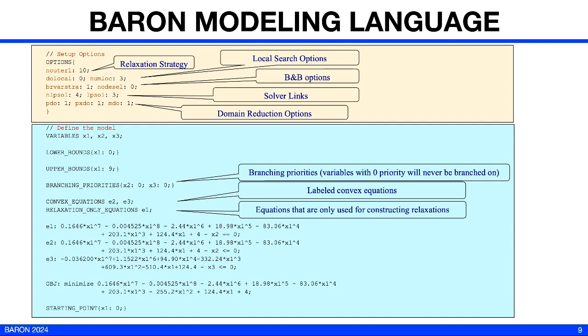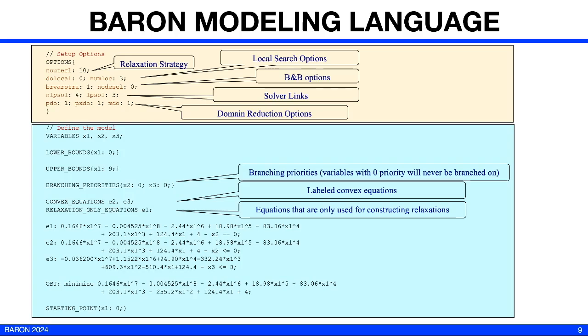All the variables with 0 priority will never be branched on, and the variables with higher priority will be more likely to be selected to branch. And the user can also let Baron know which equation is convex, because Baron cannot enumerate all the convex equations, and people are identifying more and more convex or concave expressions day by day.